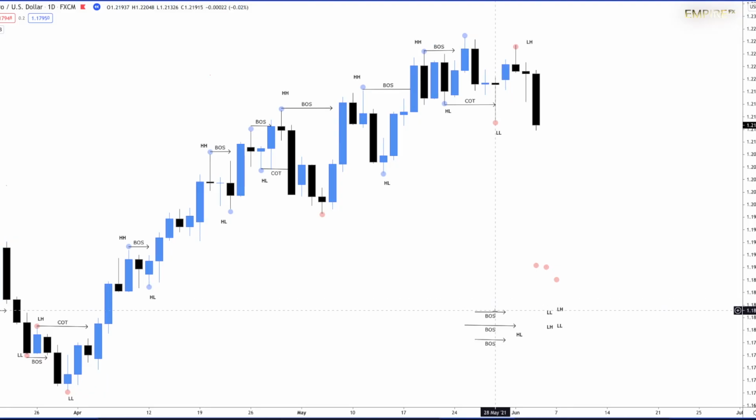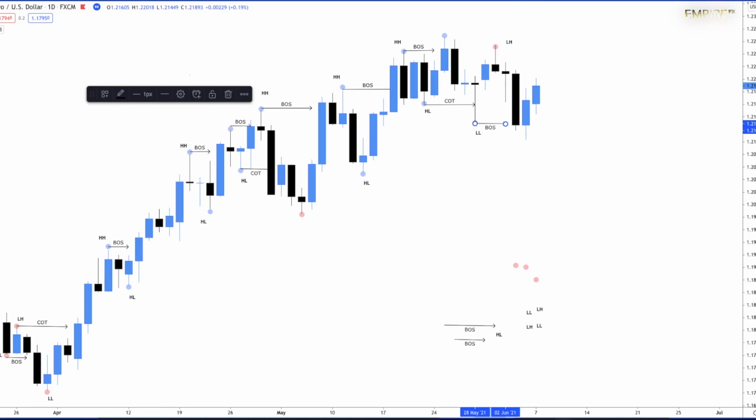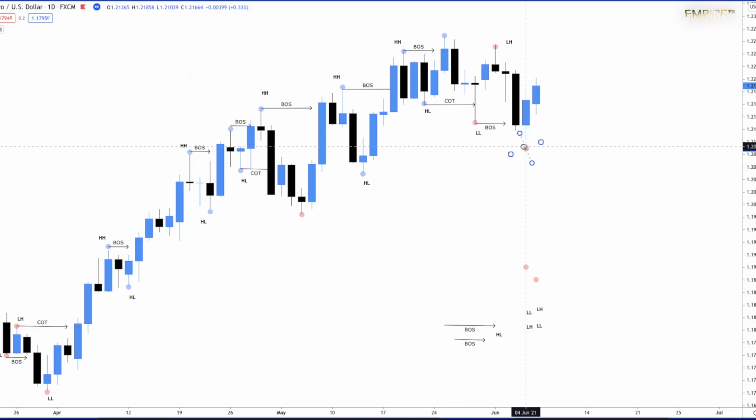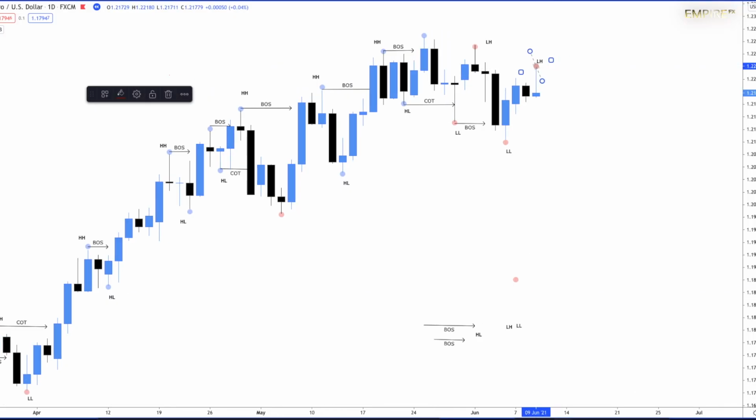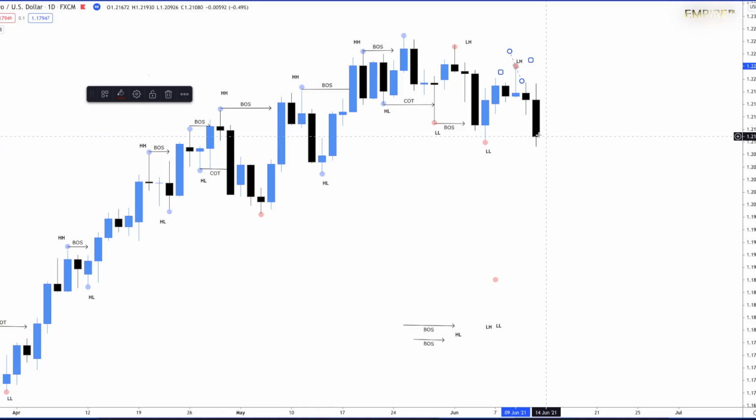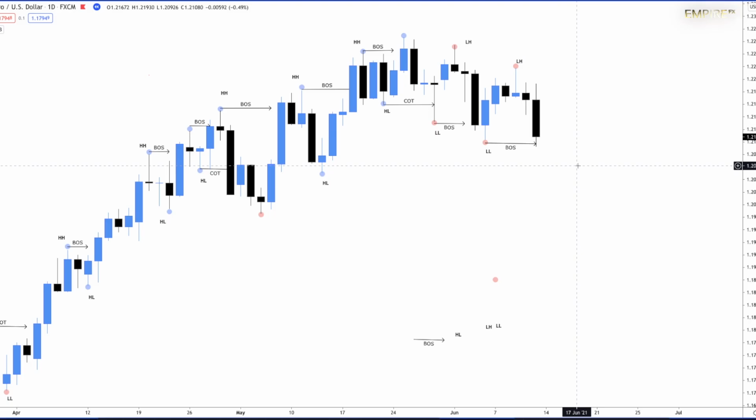And there we go. We've had a BOS. We've broken this low. We create a new low. We're going to create a new lower high. Perfect. And look at that, straight again, we're making a lower low. As you can see here, we are trending downwards. This is bearish order flow, all right? So same thing again. We've had a BOS, a break of structure.